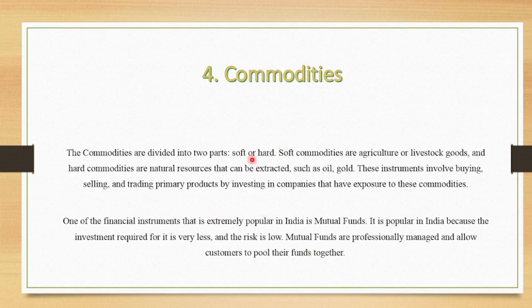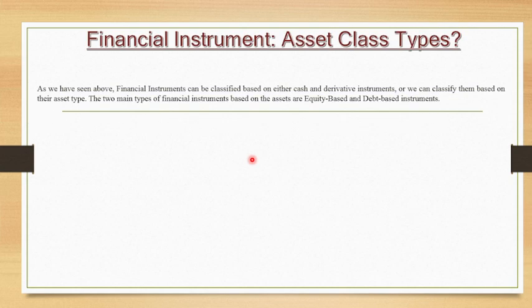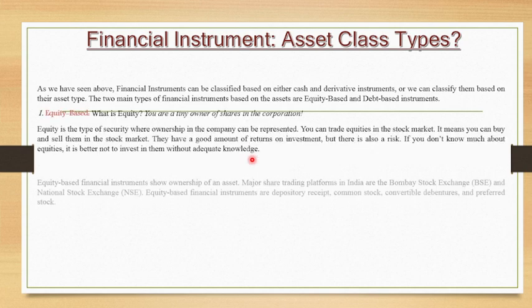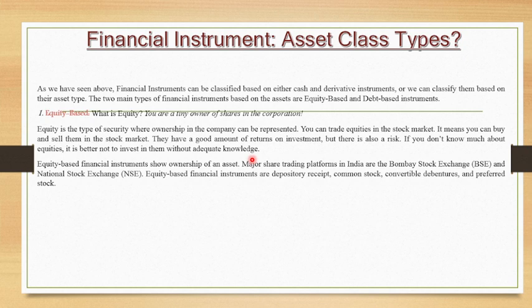Now let's come to the next part. In this part, we will see the financial instrument class type. Now we will see this in details. Now, first of all, in this case, we will see the equity based. In equity based, equity is a type of security where ownership in the company can be represented, where you can trade equities in a stock market, which means that you can buy and sell them in the stock market.